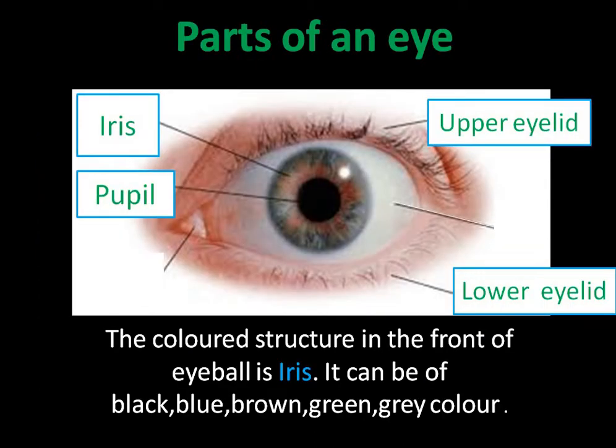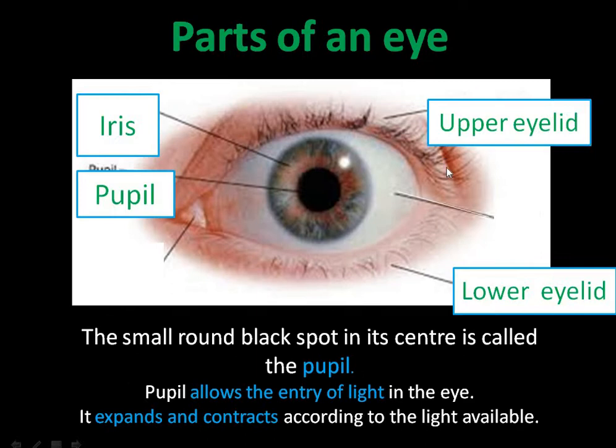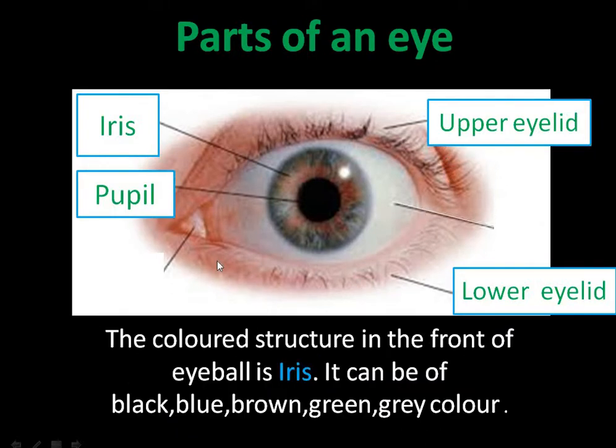Let's do the parts of an eye. This colored part here, watch the arrow. This colored part is called iris and this black structure here, this is the pupil. This one on the upper side is called the upper eyelid, while this one on the lower side, this is the lower eyelid.